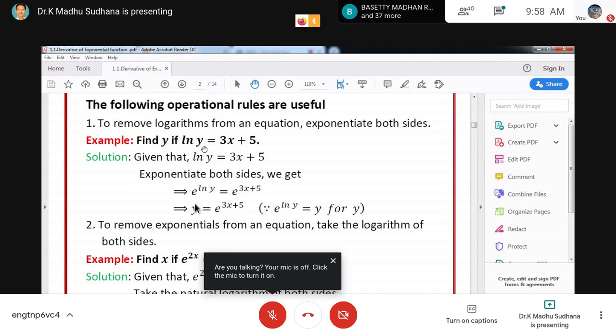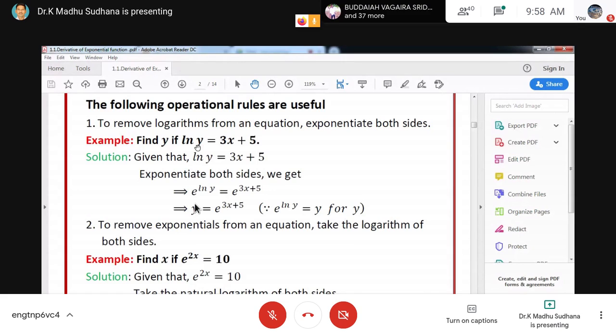If I want to remove the exponential, we take the logarithm, and to remove the log, we take the exponential. For example, in this one log is there. The problem is log y equal to 3x plus 5. In this one, we take an exponential. Just observe carefully. Same for the next example: this is e power there. To remove exponential, we can take the natural logarithm. So try to see these two examples, compare one by one, and automatically you can get a clear idea.